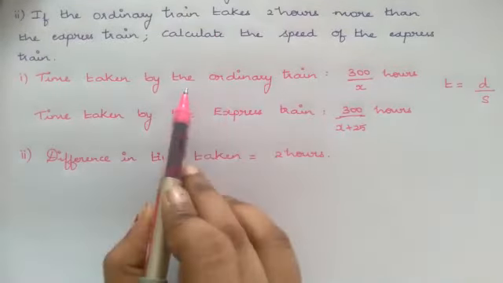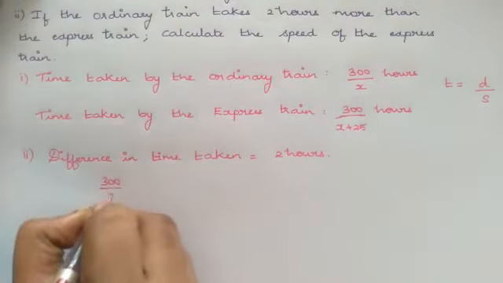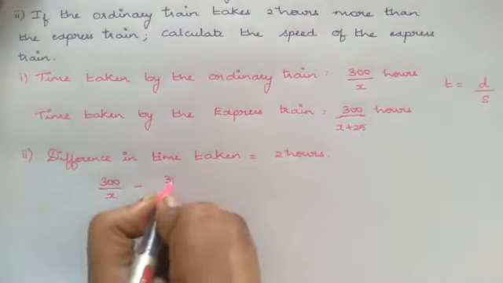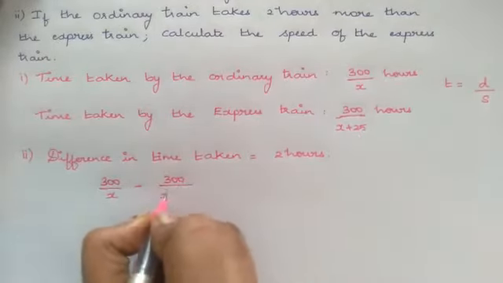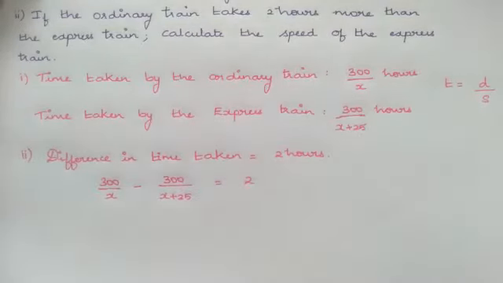That is, the time taken by the ordinary train, 300 by x, minus the time taken by the express train, 300 by x plus 25, is nothing but 2 hours. Okay. Now we are going to solve this equation and identify the value of x, where x is going to be the speed of the ordinary train. But the question is to identify the speed of the express train. Let's find out the same.